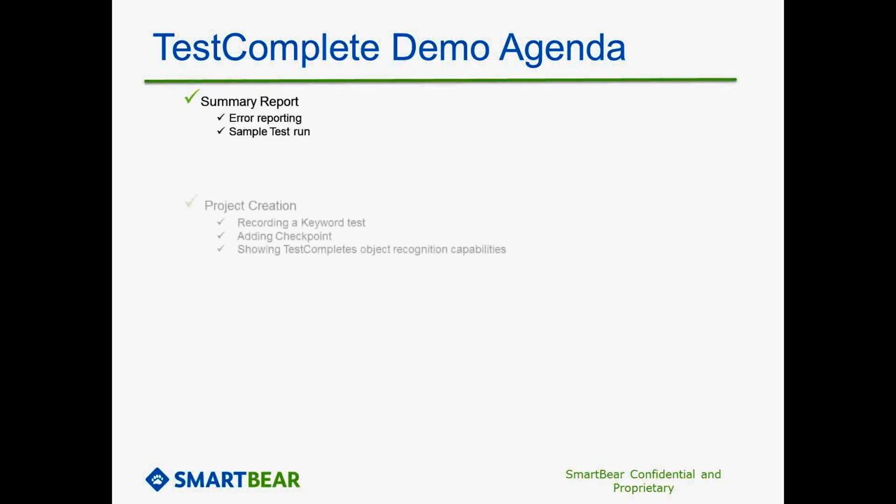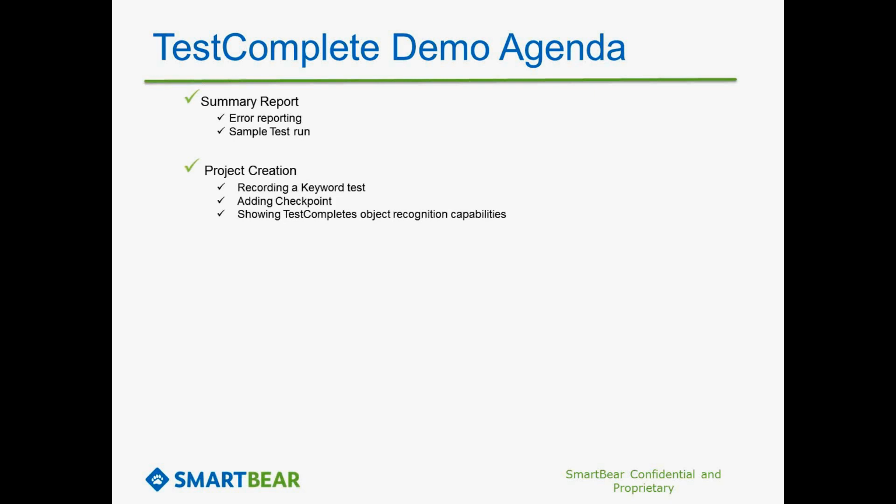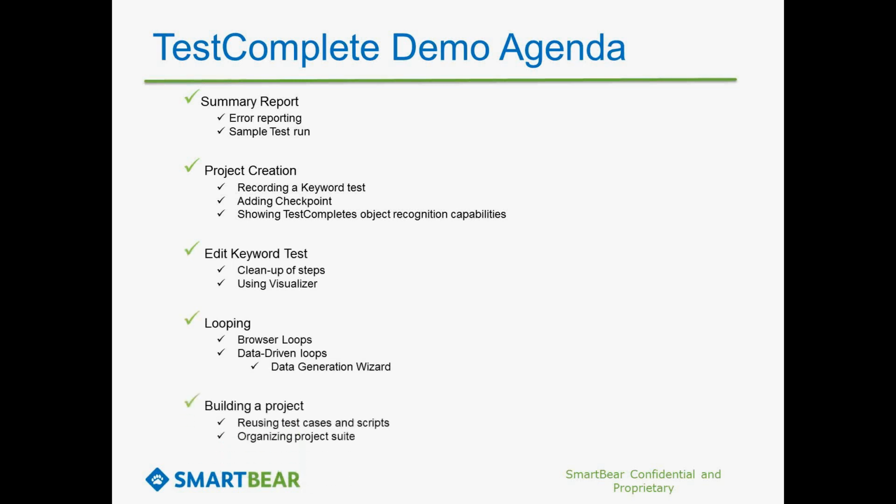And I'm going to run through them very, very quickly, because I think the main part is the project creation, keyword tests, and looking at the object recognition, because I'm assuming a lot of you are pretty much interested in the technical side of that. And again, looking at the visualizer, cleanup steps, and some of the looping. So browser loops, data-driven loops, generating your own test data as well. And then finally, using your test cases and your scripts. We look at some of the integrations as well.